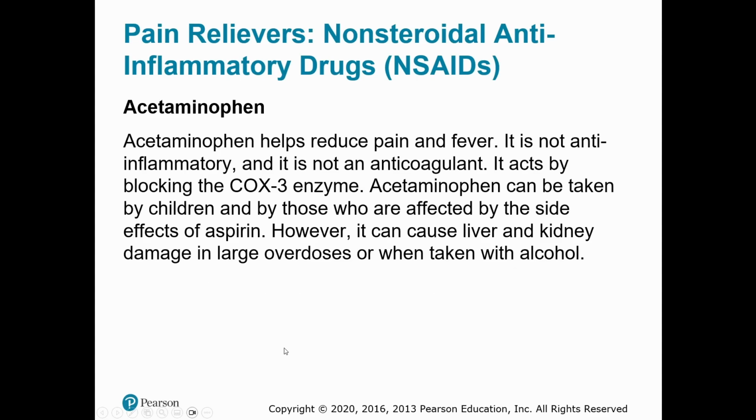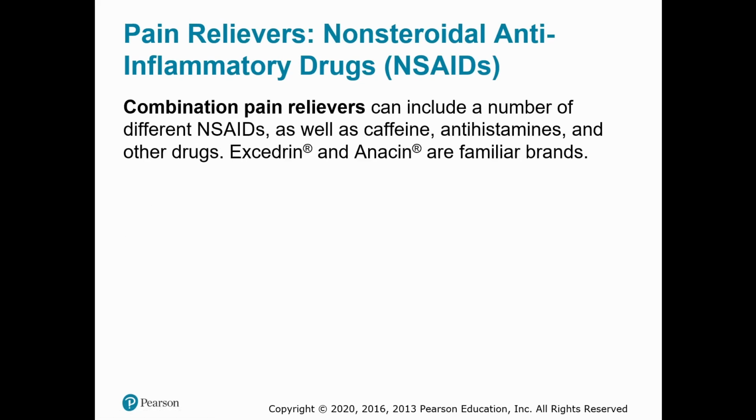A similar class of drugs from acetaminophen can help reduce the pain and fever without some of the side effects. This drug is not an anticoagulant, but it acts by blocking the COX-3 enzyme. It can be taken by children and those who are affected by the side effects of aspirin. However, it can cause liver and kidney damage in large overdoses when taken with alcohol. In many drugs, a pain reliever is combined with another drug, for example, caffeine or antihistamines.